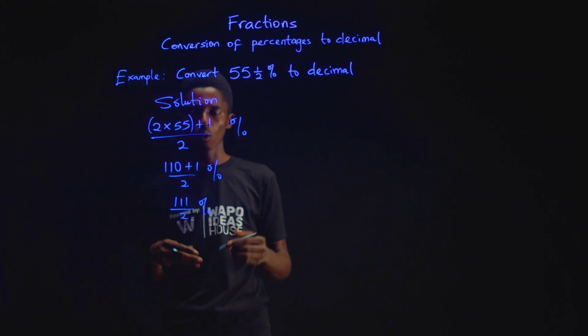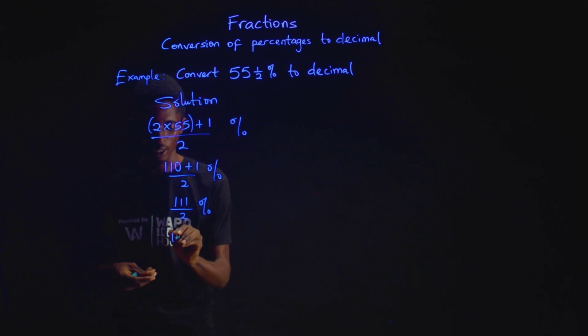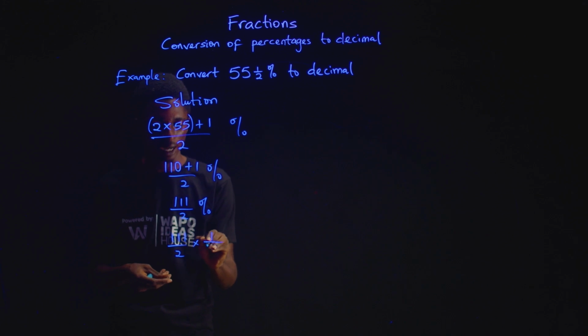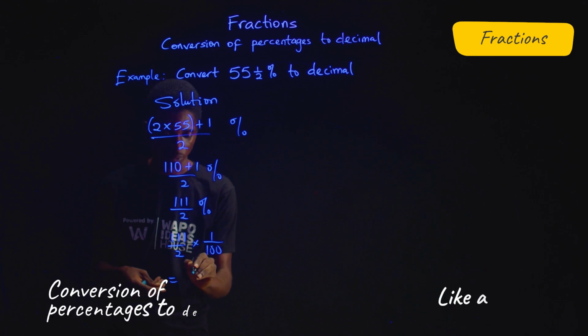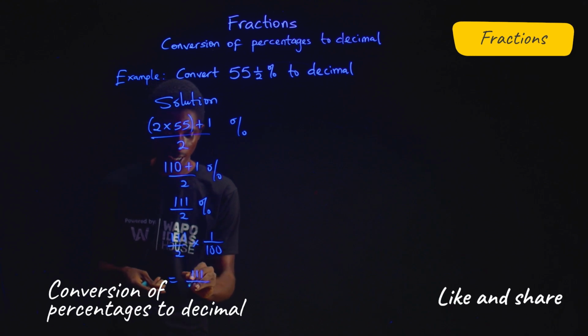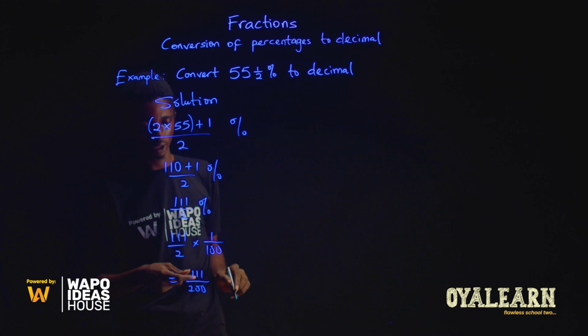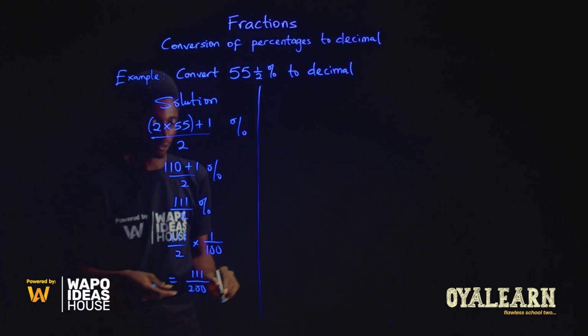Now let's bring this to a fraction. We multiply by 1/100. So that is, we have 111/2 multiplied by 1/100. And this will give us 111/200. Now we have it as a fraction.